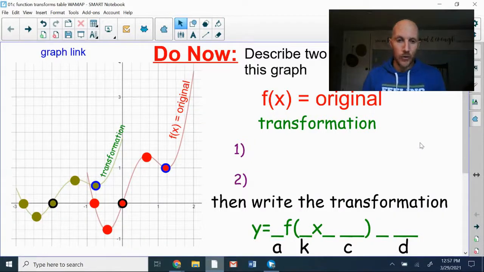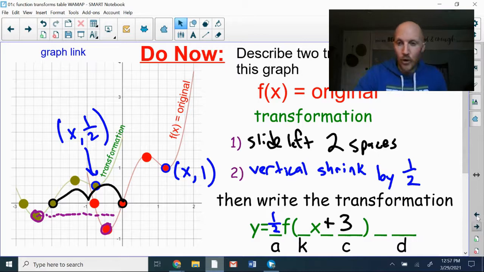Hey, pre-calc. So here's the do now for you. You got two functions pictured on the same graph. The red one, that's the original, and the green one has been transformed. There's two transformations. I want you to describe those transformations first, and then give me the function notation which would indicate each of those two transformations down below by filling in the appropriate A, K, C, and or D. Ready, go!